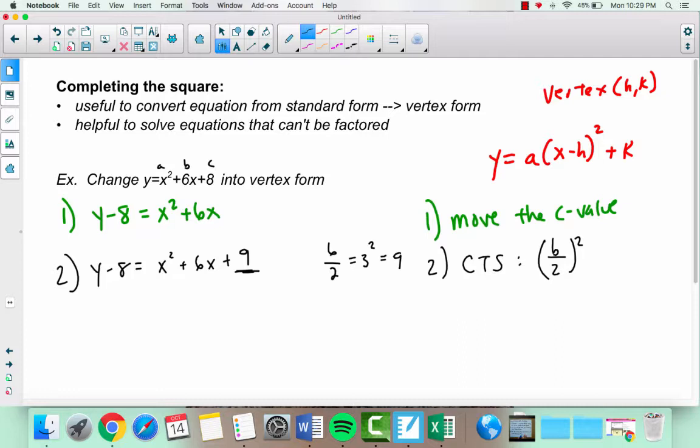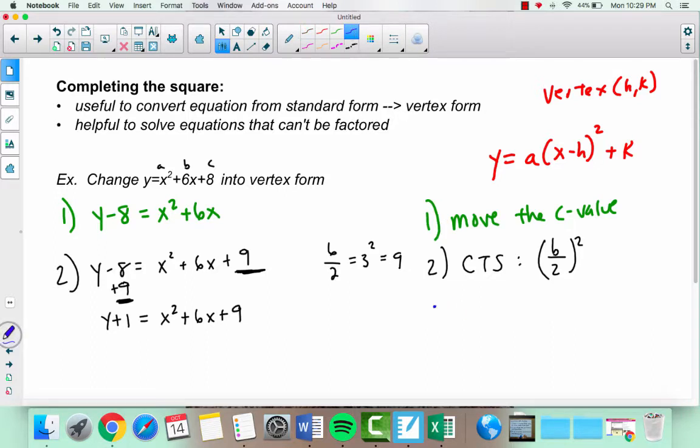Okay, now part of completing the square is that you keep your equation balanced. So if I add a 9 on the right side, that means I also have to add a 9 on the left side. Okay, so that's very important. So completing the square, figure out that value at the end, and then make sure you add it to both sides. So when I simplify, I'd get y plus 1 equals x squared plus 6x plus 9. And by doing this, now the right side of my equation should be factorable.